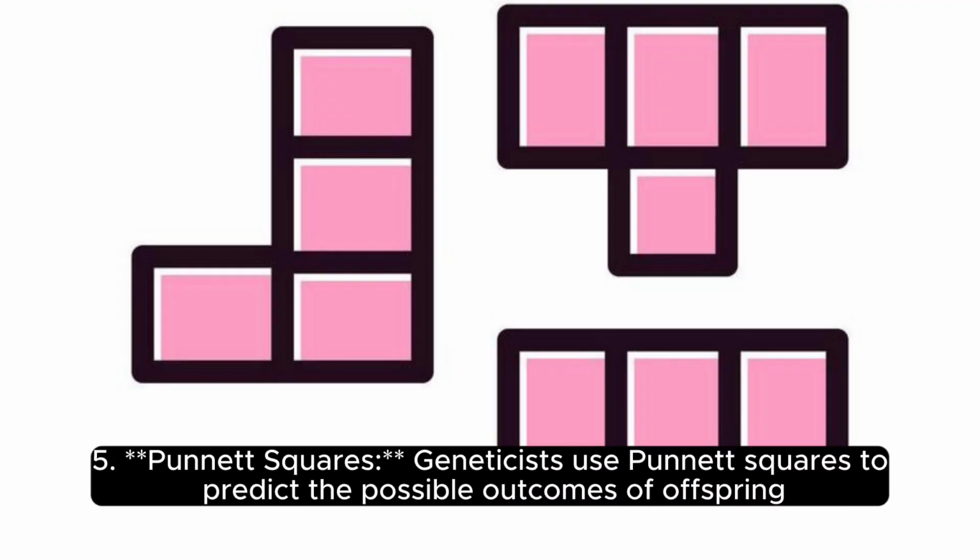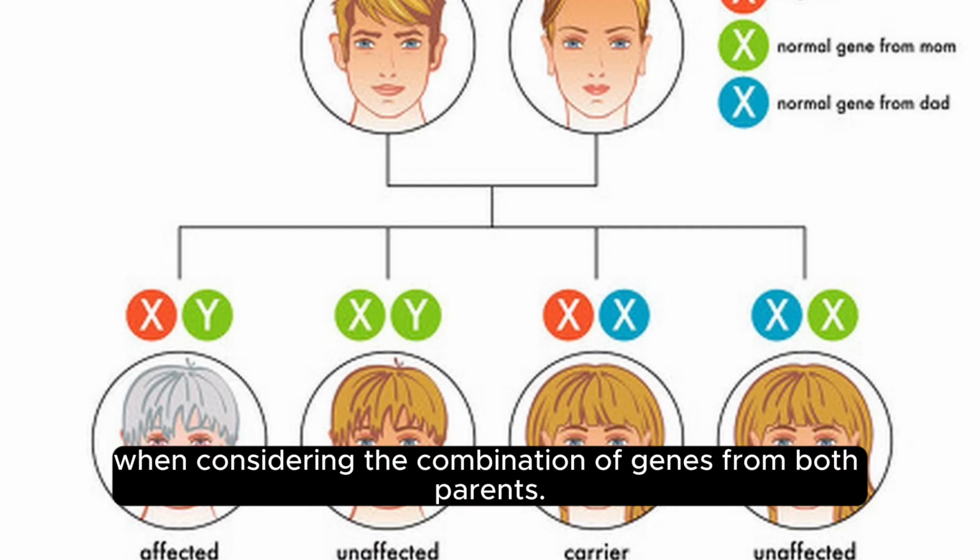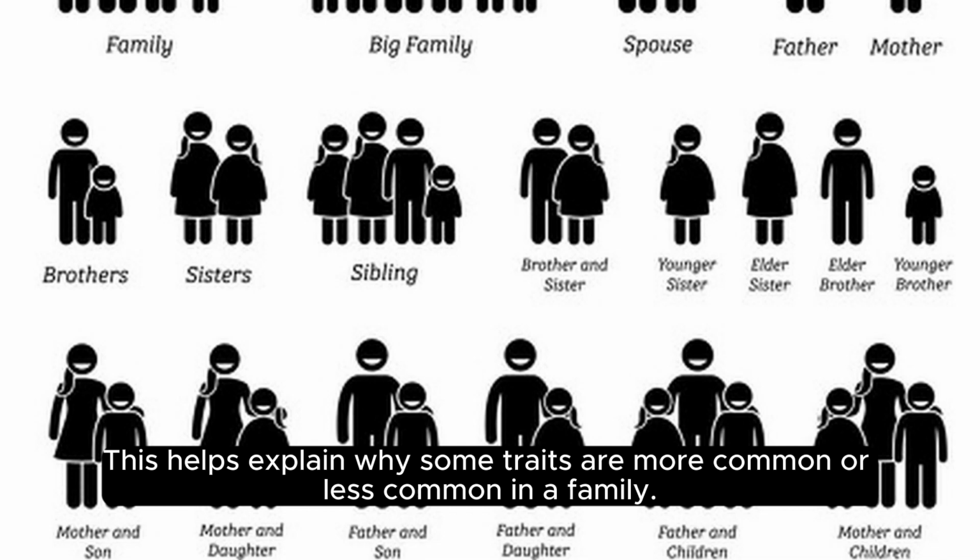5. Punnett squares. Geneticists use Punnett squares to predict the possible outcomes of offspring when considering the combination of genes from both parents. This helps explain why some traits are more common or less common in a family.